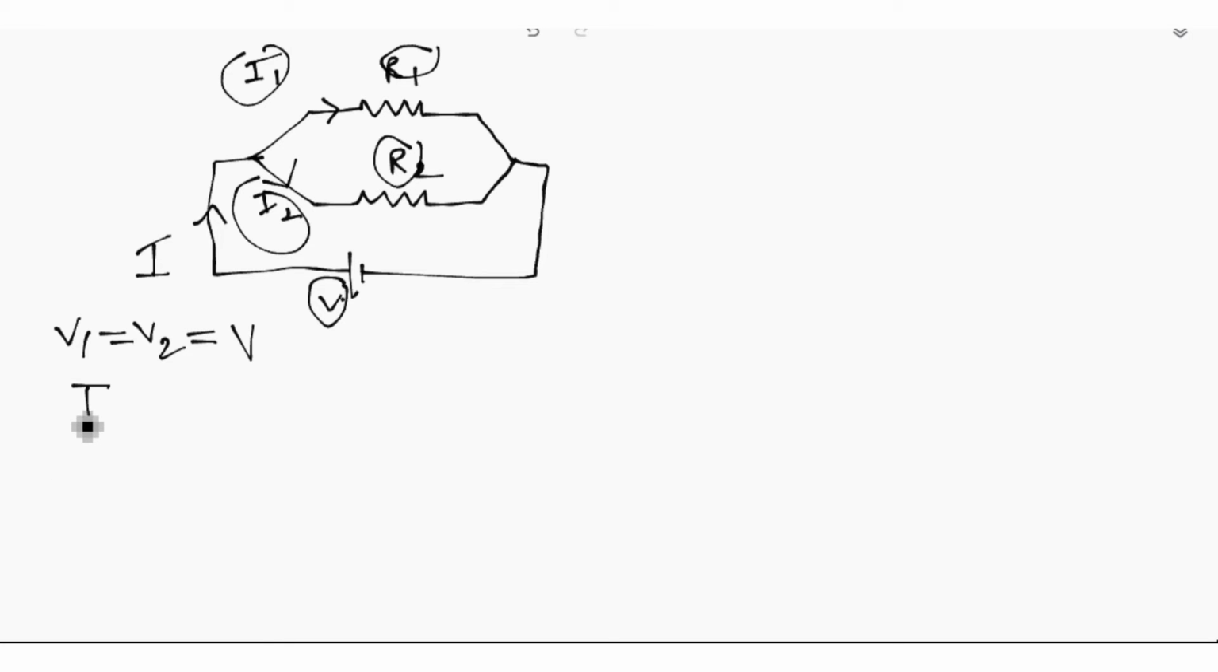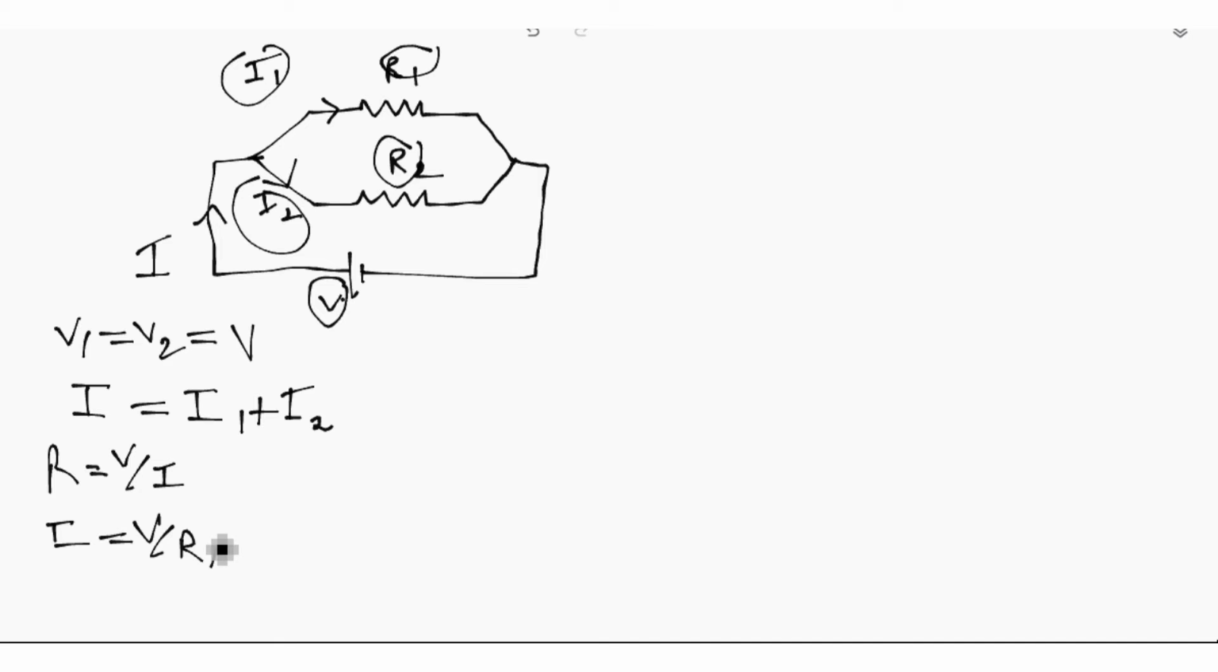So the total current I is equal to I1 plus I2. Now from Ohm's law we know that R is equal to V by I, or we can write I is equal to V by R. Similarly, we can say that I1 is equal to V by R1 and I2 is equal to V by R2.